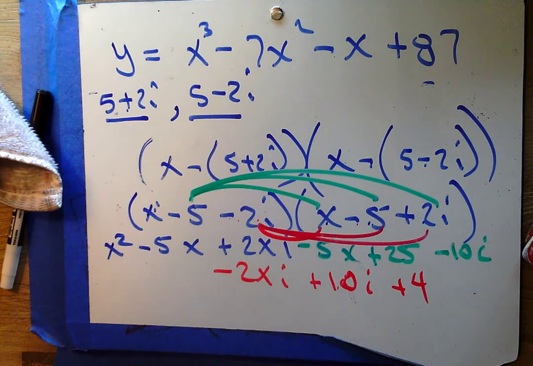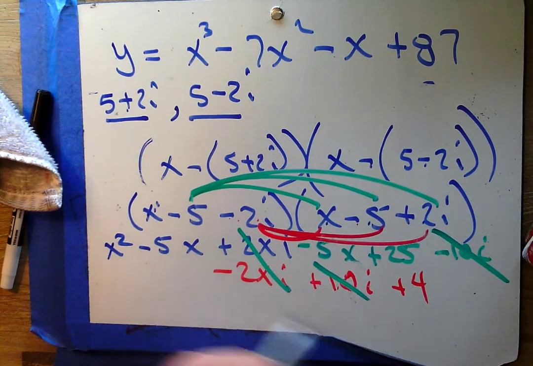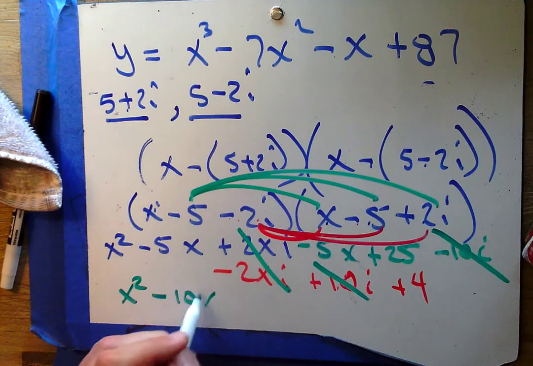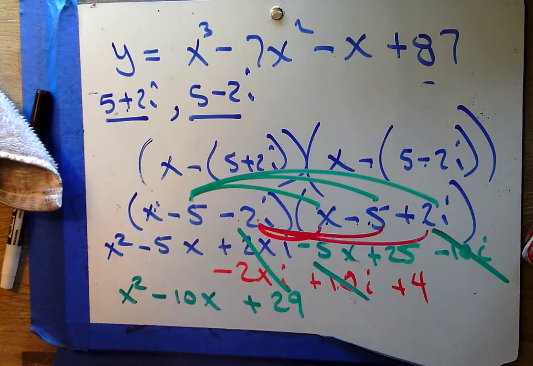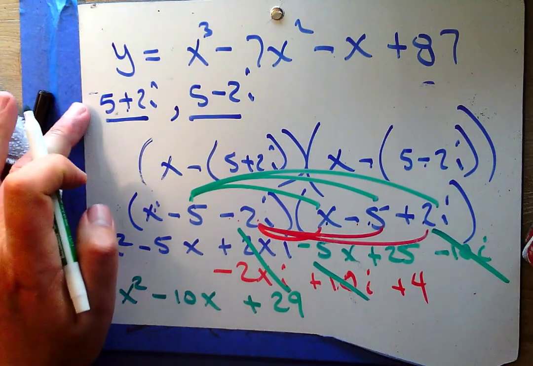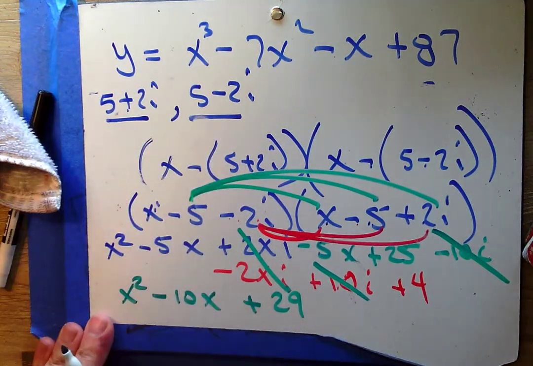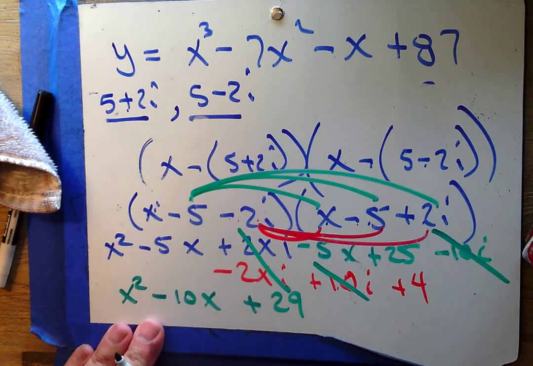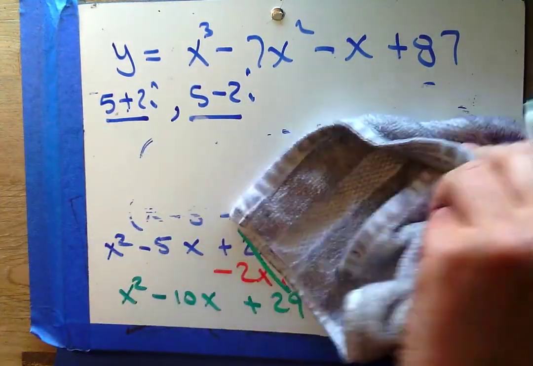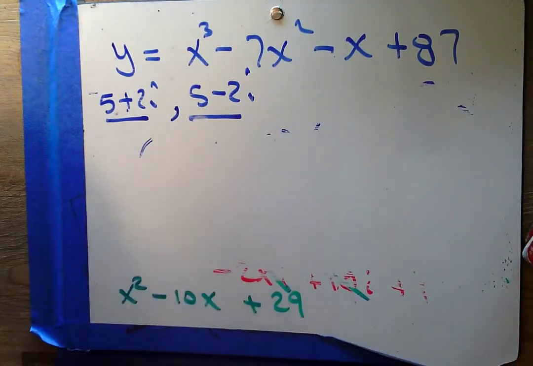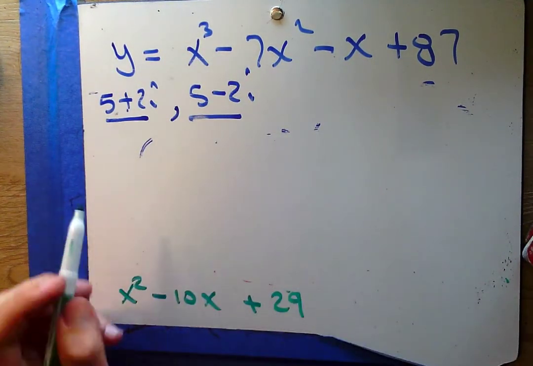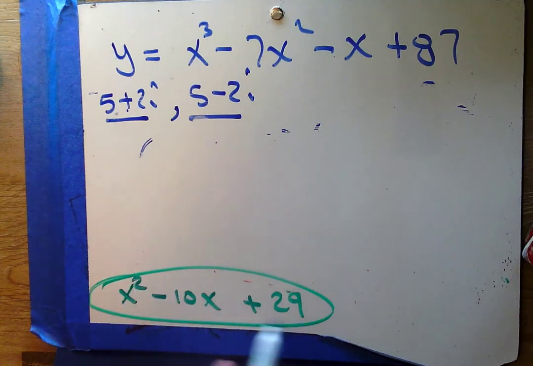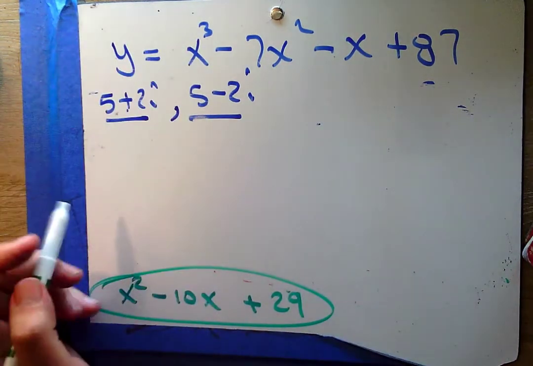Okay? So let's combine some like terms now. We can cancel these. We can cancel these. And so it looks like I get x squared minus 10x plus 29. Okay. So I was able to take these two and turn them into this. Now, why would I want to do that? Well, we didn't just learn synthetic division two lessons ago. We learned long division too, and we know that we can divide this quadratic into this cubic.